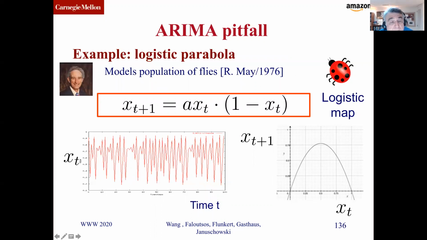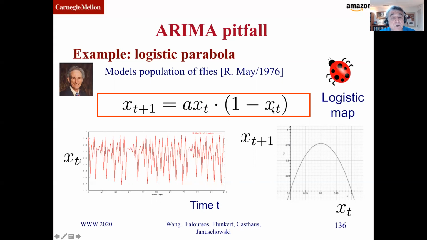It says that the population of flies in the next time tick, in the next year, depends on the population of flies this year, times the reproductive rate, how many eggs flies tend to lay. But there is a throttling factor, right? If there are too many flies, then the reproductive ability goes down because there is not enough food to share, there's not enough oxygen in the laboratory room of Professor May, and so on and so forth.